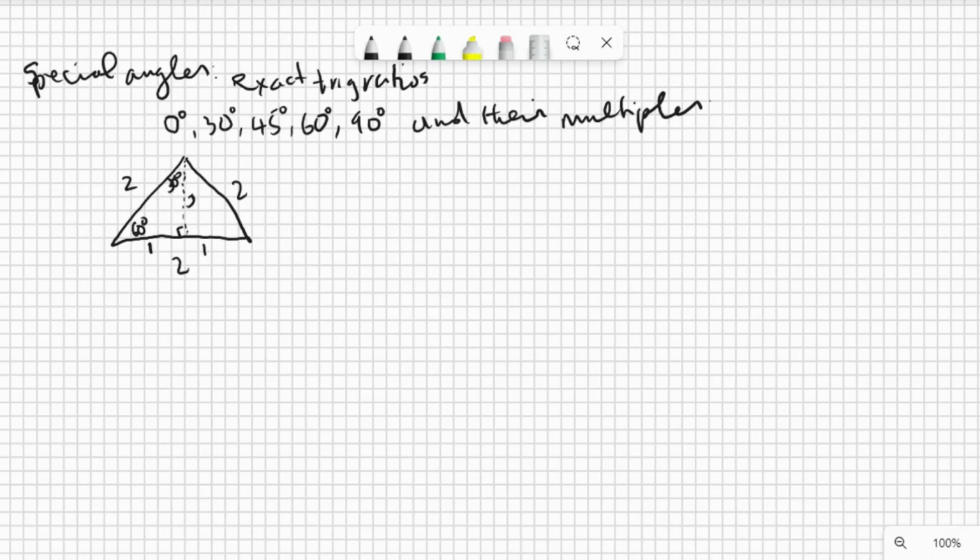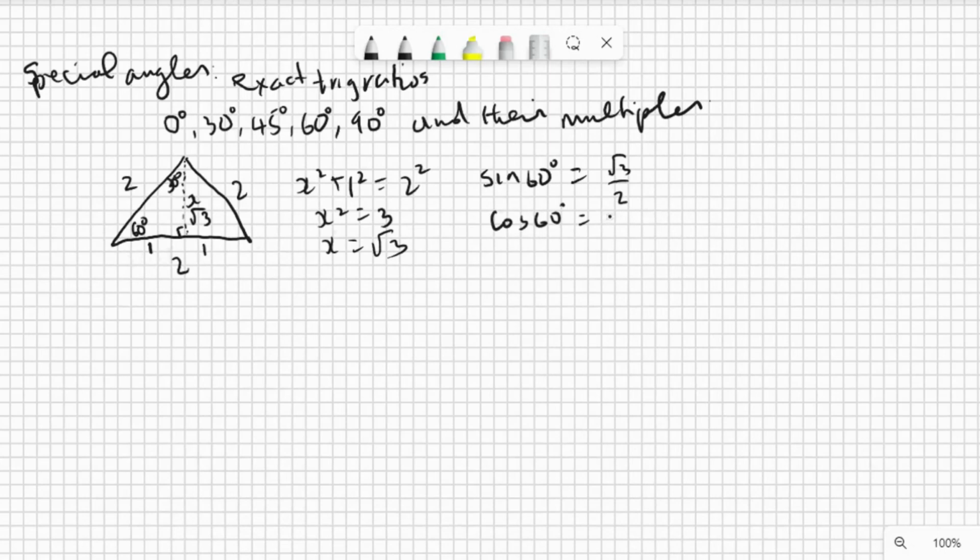So if I want to find x here, x squared plus 1 squared is 2 squared, so x squared is equal to 4 minus 1, which is 3. x is square root of 3. Since x is square root of 3, we can now find sine 60 degrees, which is opposite over hypotenuse, root 3 over 2. Cosine 60 degrees is adjacent, which is 1 over 2. And tan 60 is opposite over adjacent, which is root 3 over 1.